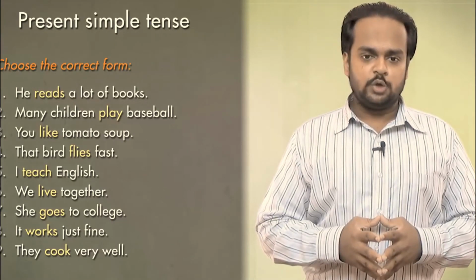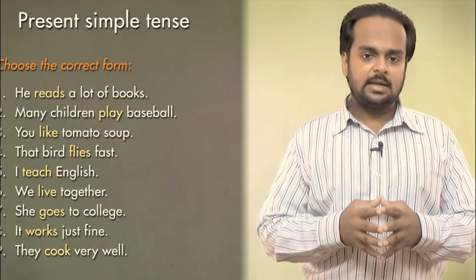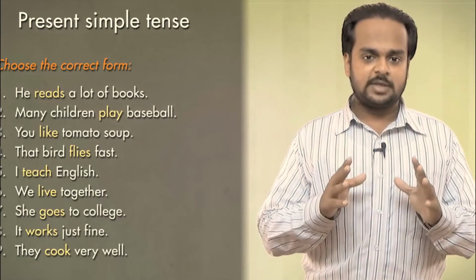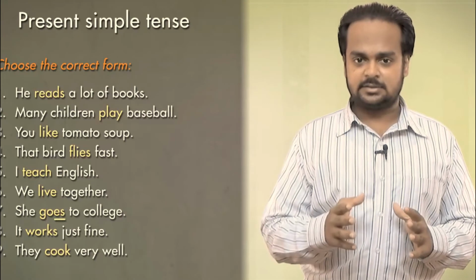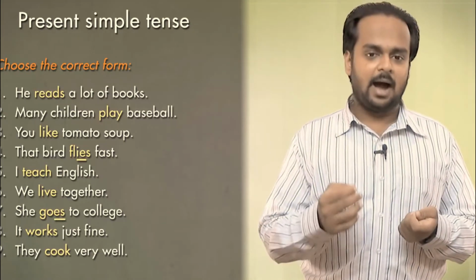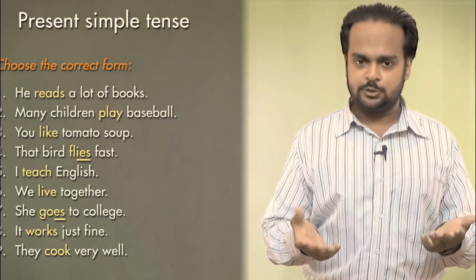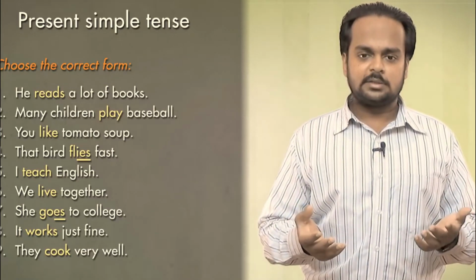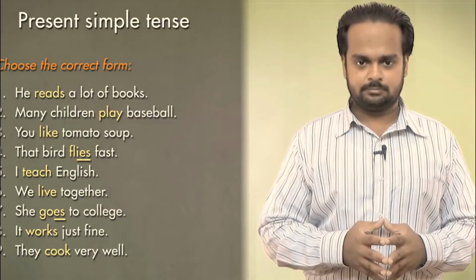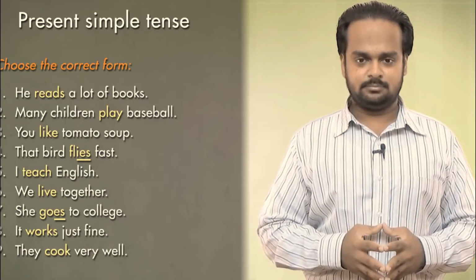Okay, I want you to notice something here. We've added s to some verbs, but to the verb go, we didn't just add s, we added es. And to fly, we took out the y and added ies. Why did we do that? Well, it's because there are some important spelling rules for adding s to a verb. Let's talk about those now.